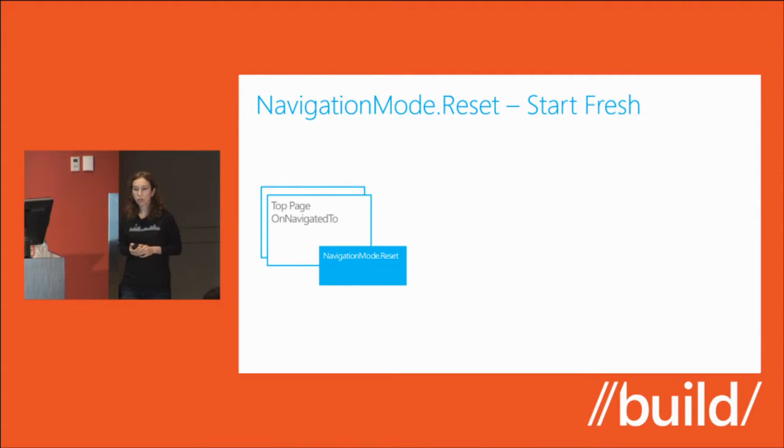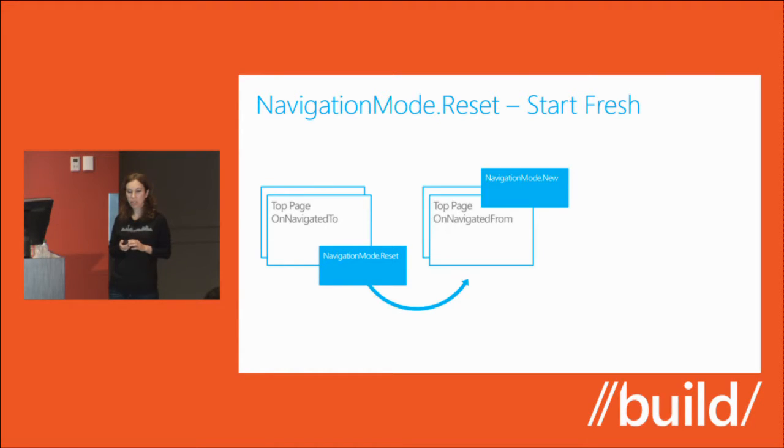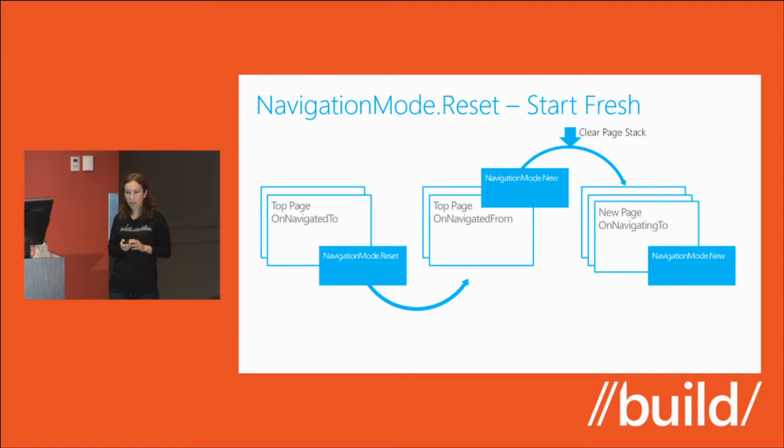Now, let me show you the start fresh scenario, which is typical to deep links. So the page at the top of the stack is being navigated to with reset, and then navigated from with new. And then right there, you can decide to clear the page stack. What happens is the page is being created and navigated with navigation mode new, but the 2 pages that were on the backstack are being cleared up.